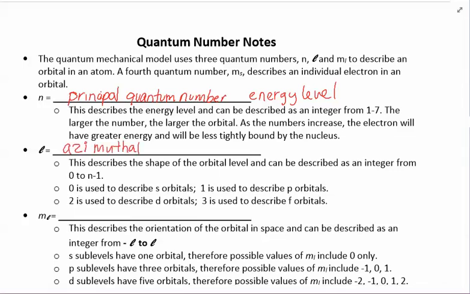So the second term is the azimuthal, described by a script L. This term describes the shape of the orbital. This is referring to the sublevel. The only difference between before and now is that we're going to use a number to describe it rather than a letter. So instead of an S, we'll use the number 0. Instead of a P, we'll use the number 1. Instead of a D, it's going to be the number 2. And then instead of F, it's going to be the number 3.